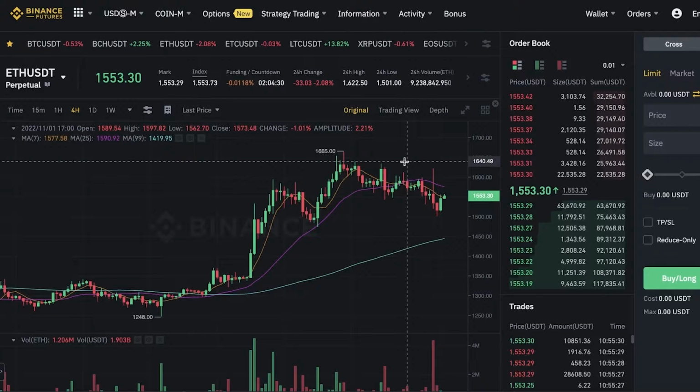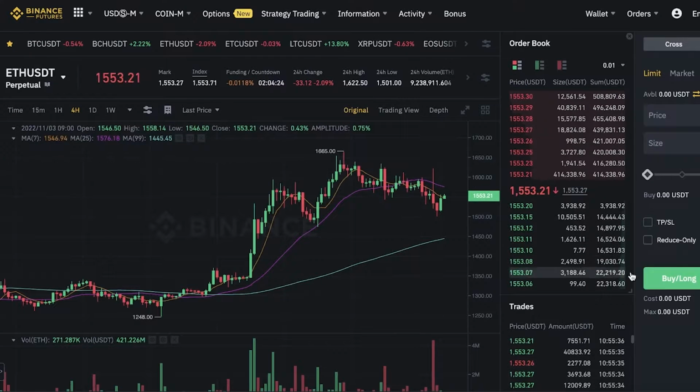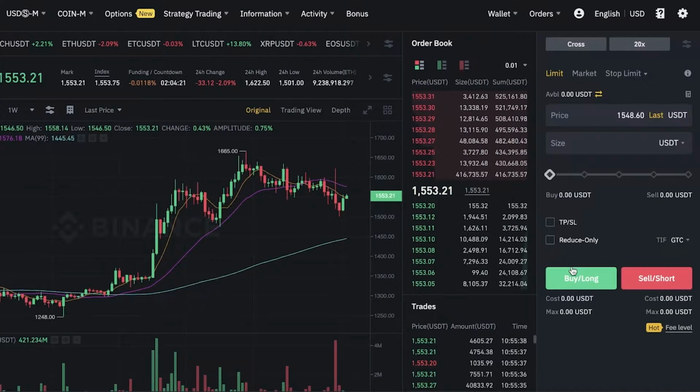Now, in the futures market, you're not placing limit orders in the same sense as you would in spot markets. In the futures market, you have two options, either to buy or long. And this does not mean you're actually buying that token. This actually means that you're betting on the price. So in both of these situations, you can bet on the price of the token. If you're buying or longing, that means that you expect the price to go up. If you're selling or shorting, you expect the price to go down.